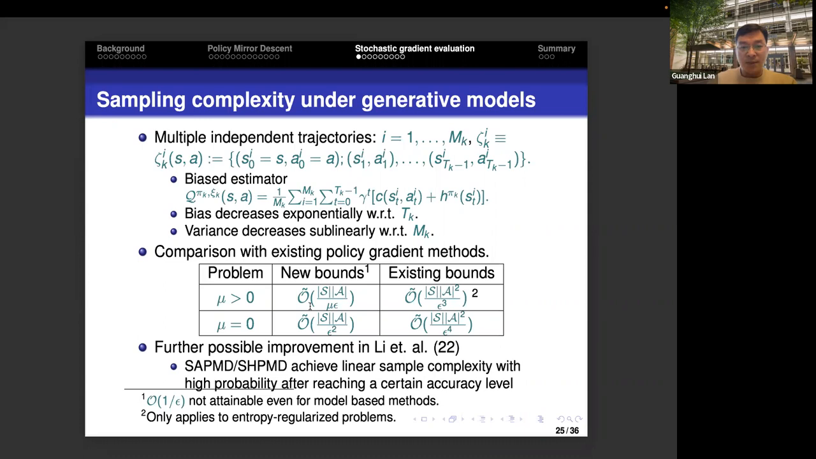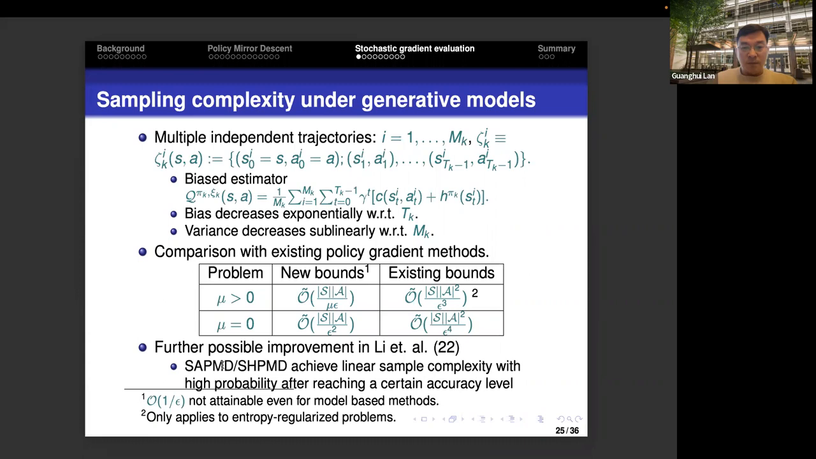If mu is positive, the strongly convex case, we get a 1/epsilon convergence rate, while the existing method is 1/epsilon cubed, which is also only applicable to an entropy regularized problem. If mu is equal to zero, for general MDP, we get 1/epsilon squared rather than 1/epsilon to the fourth. This complexity bound in terms of dependence on epsilon is not improvable.